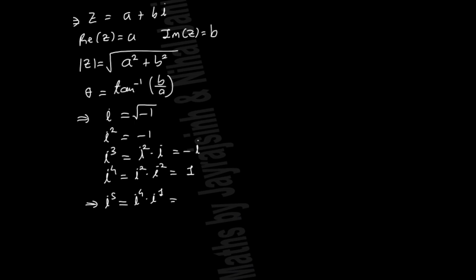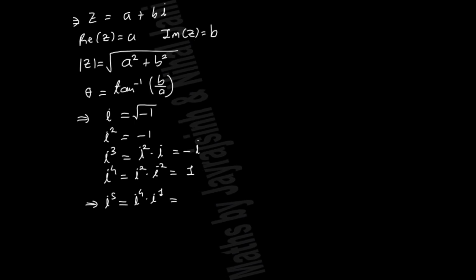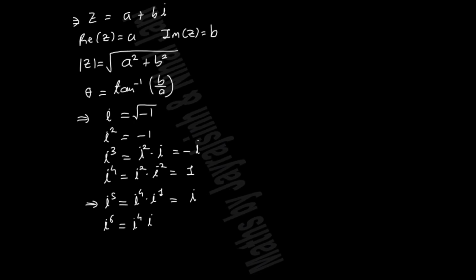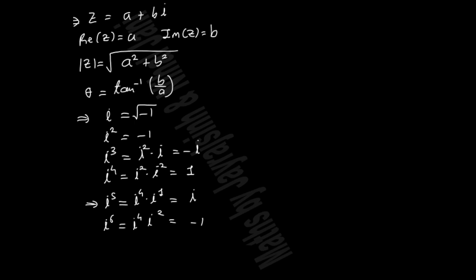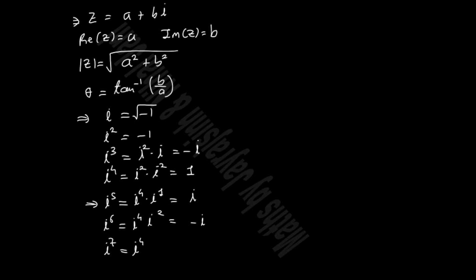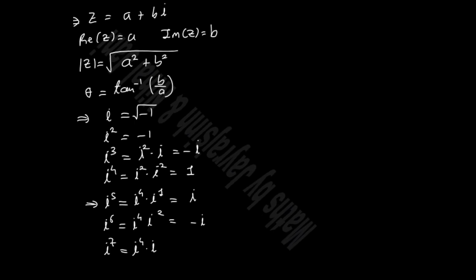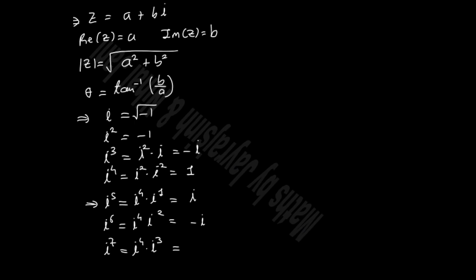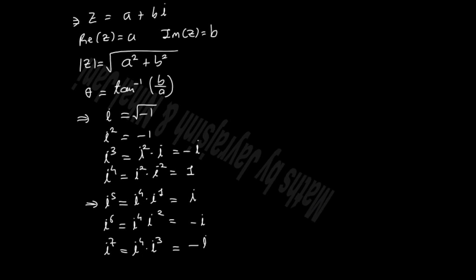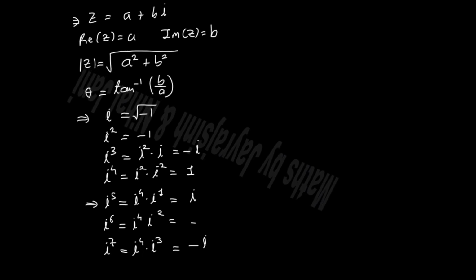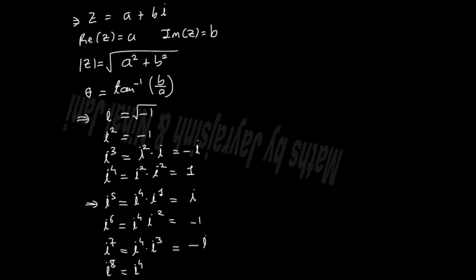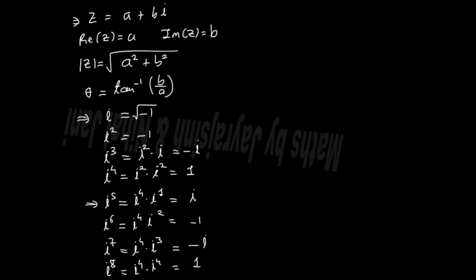Similarly, if we want to find i raised to 5, split it into i raised to 4 and i raised to 1. i raised to 4 is 1, so we get i. In case of i raised to 6, split into 4 and 2, so that will be -1. i raised to 7 is i raised to 4 into i raised to 3, which is 1 times -i, so -i. i raised to 8 is the product of i raised to 4 and i raised to 4, that will be 1.